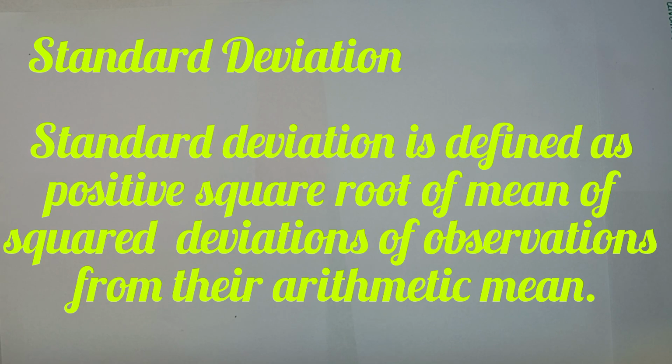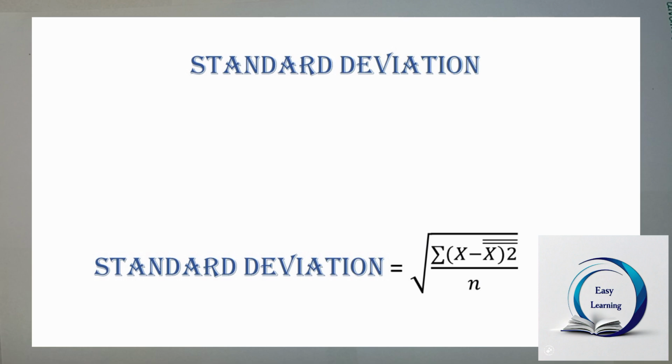And now the standard deviation. Standard deviation is the third measure of dispersion, and it is the most common and most reliable measure of dispersion. Standard deviation is defined as the positive square root of the mean of the squared deviations of observations from their arithmetic mean. Its formula is standard deviation s equals under square root summation x minus x bar square over n.